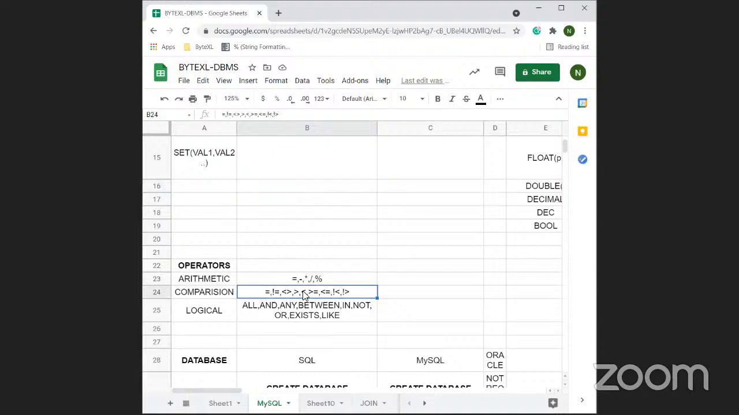Then in comparison operators, one extra thing we have is not equal to. If you want to check whether two values are not equal, obviously not equal to is one thing. Also, the less than and greater than symbols put together will also give not equal to. You need to understand that this will also work.